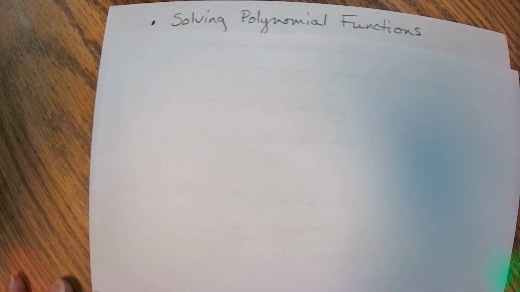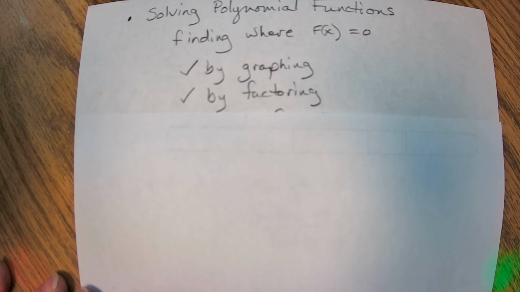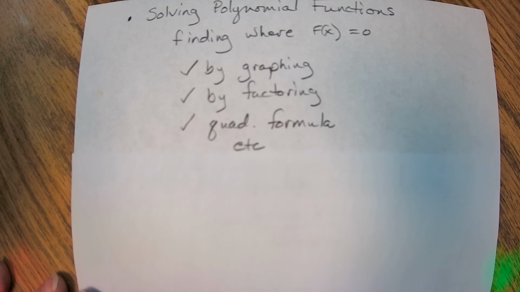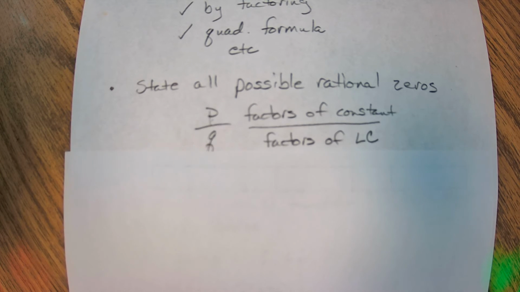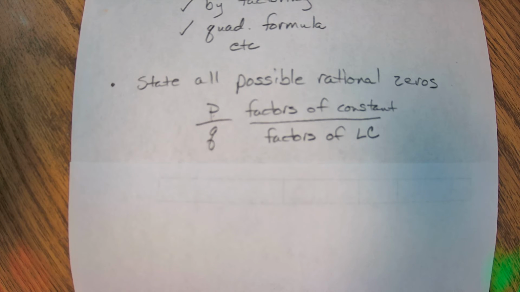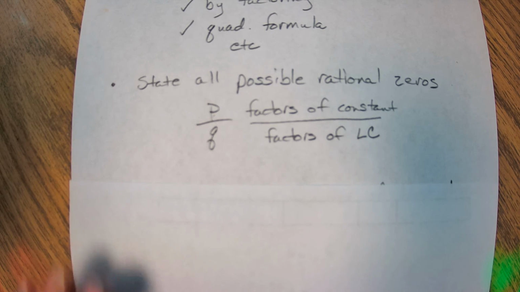There's a large section on solving polynomial functions. In other words, finding where the function is equal to 0. You could do that by graphing, by factoring, quadratic formula, all those methods that we've done. There's a section on stating all the possible rational zeros. Remember the rational root theorem. P over Q, where P are the factors of the constant and Q is the factors of the leading coefficient.